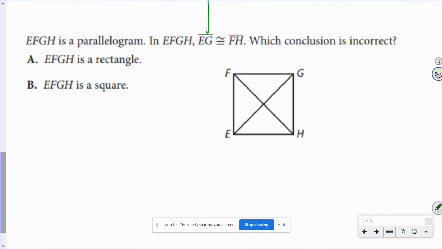So EFGH is a parallelogram. Let's see, we got EG congruent to FH. Okay, we got our diagonals congruent. Which conclusion is incorrect? Okay, can we conclude that it's a rectangle? Do rectangles have congruent diagonals if it's already a parallelogram? Yes. That is one of the methods of proving a rectangle. Is it a square though? Well, do we have any information that tells me all the sides are congruent? Or I guess we have right angles with the rectangle, but no, we don't have enough information to prove that that's a square. Sides, not all congruent.